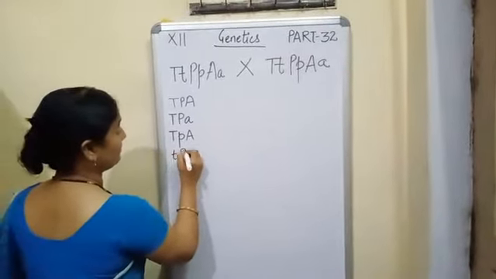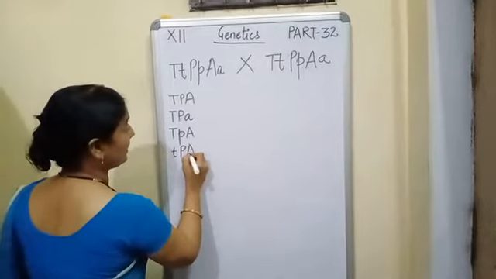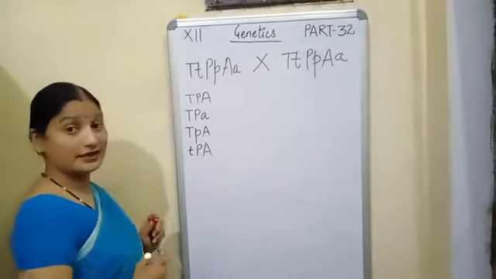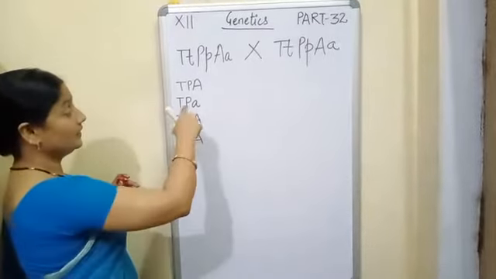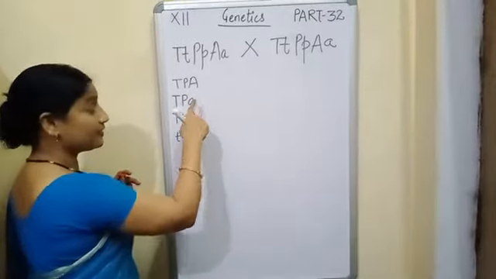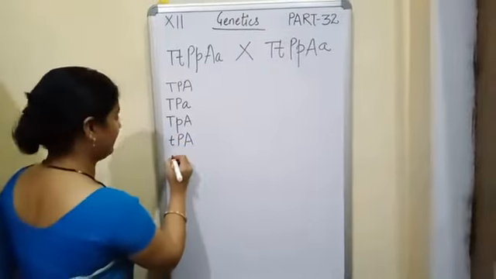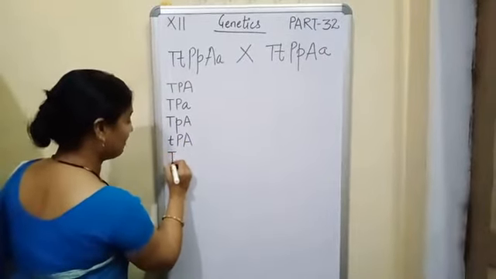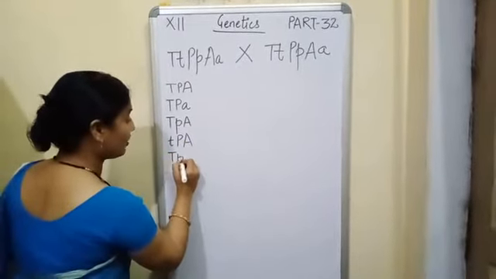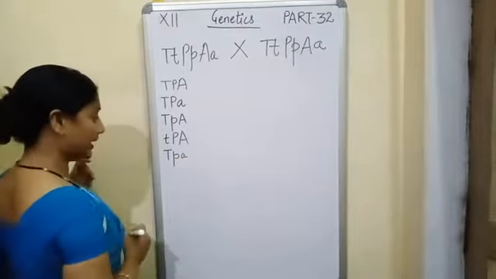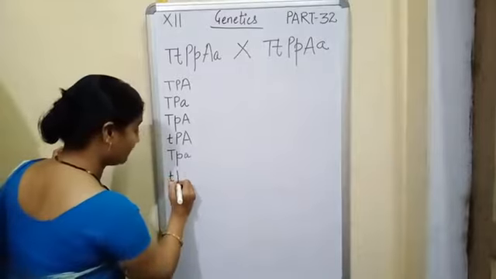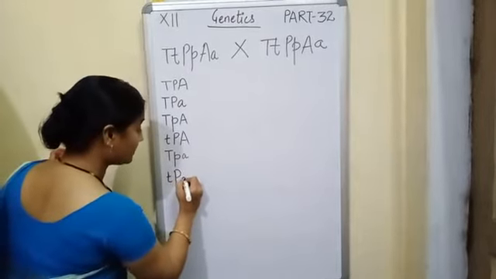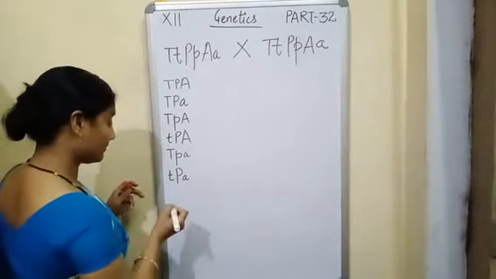T, P and A. These are the 4 gametes now. Now you take recessive 2 recessive. How to take? Capital T, small p, small a. Clear? Small t, capital P, small a.